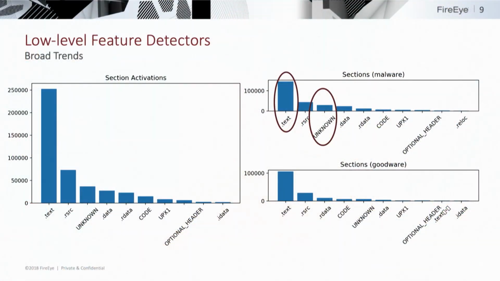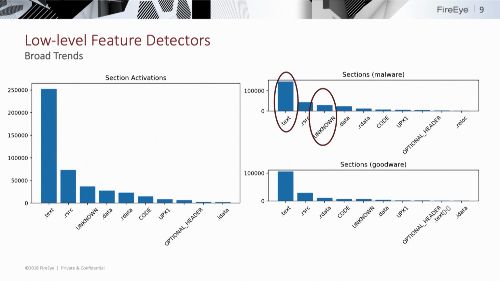A huge increase in the number of text section activations, right? So basically in the code. So you can get the sense that malware somehow is activating more on some interesting features in the code. The other thing is this unknown section, which is a huge increase over what you see in goodware, which of course is this end of file data and things like that.